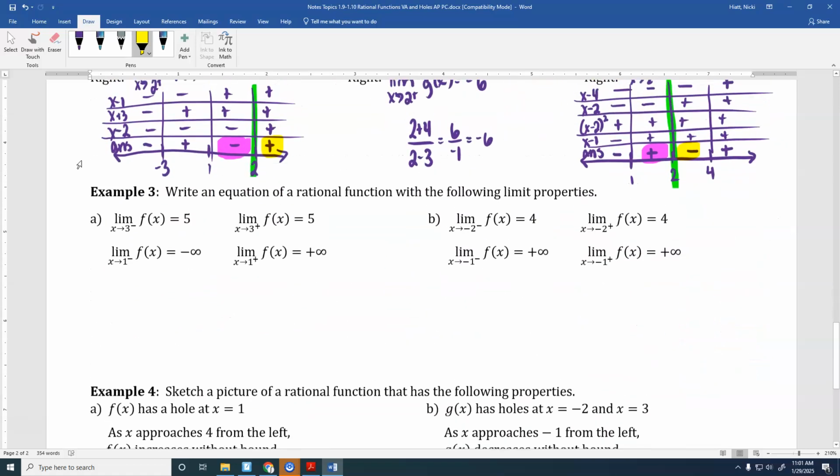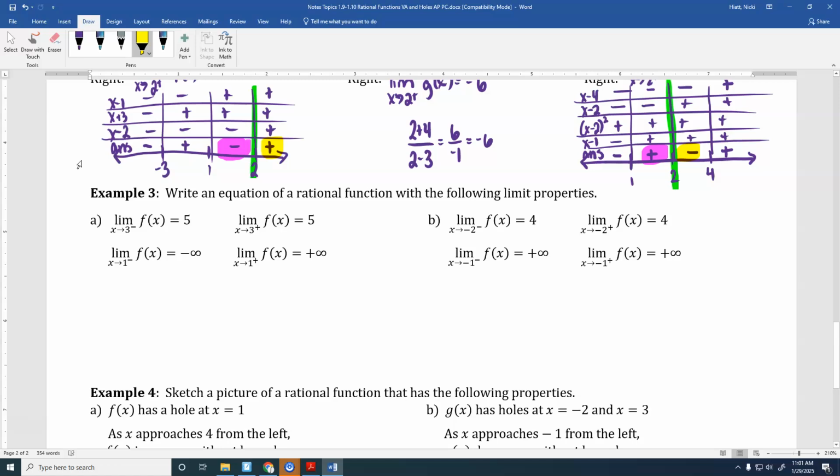All right, 3, this is kind of a tricky problem right here. It says write an equation of a rational function with the following limit properties. I've got the limit as x approaches 3 from the left of f of x equals 5, and the limit as we approach 3 from the right equals 5. What do I have at that point? A hole at x equals 3.